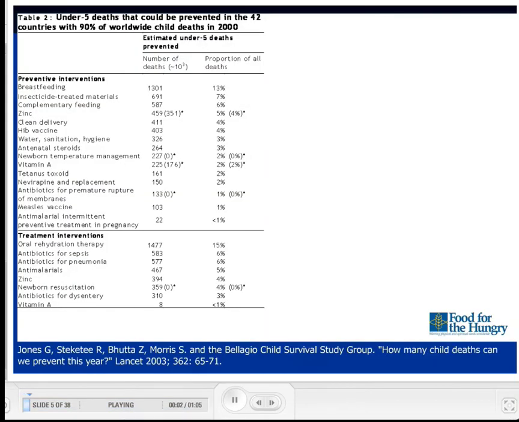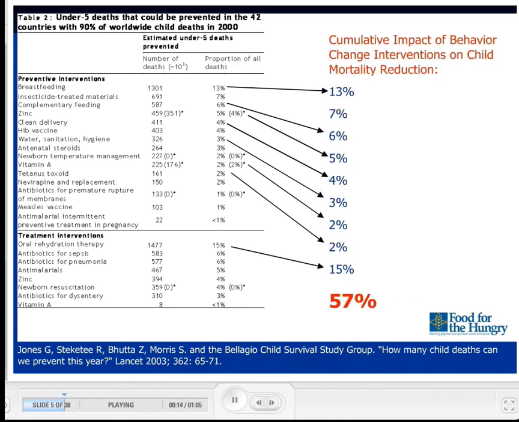This is a graph from the Lancet Child Survival series where they estimated under-5 deaths that could be prevented in the 42 countries that have 90% of world child deaths in 2000. And you can see from this table here, which is cumulative, that if you pull out those things that we can change at the household and community level, like breastfeeding, complementary feeding, water, sanitation and hygiene, that a full 57% of all deaths could be averted by making changes in those things right at the household level.